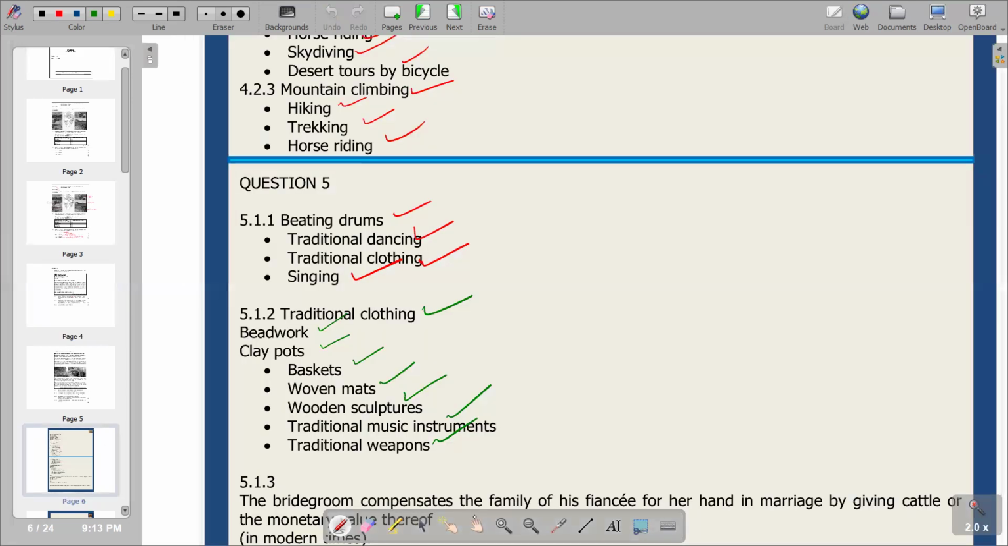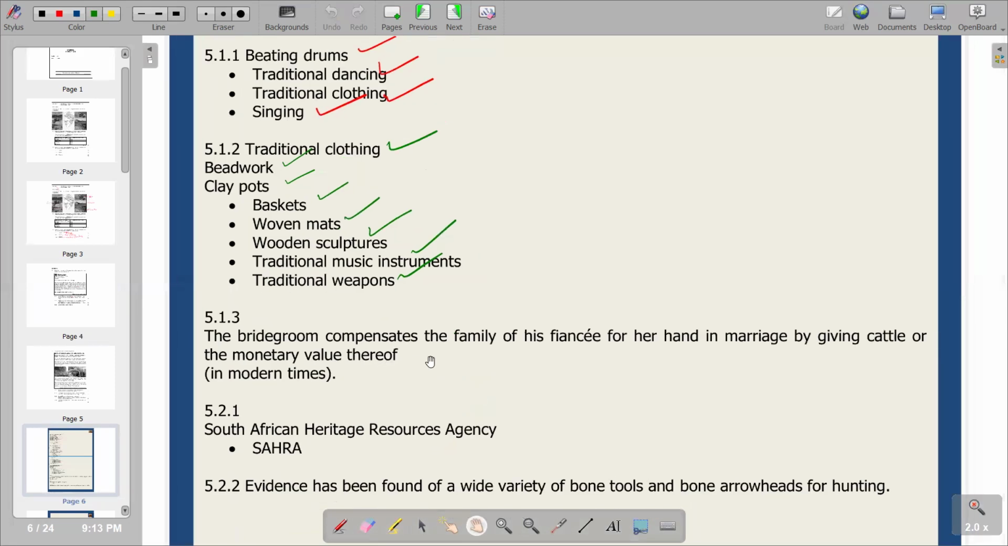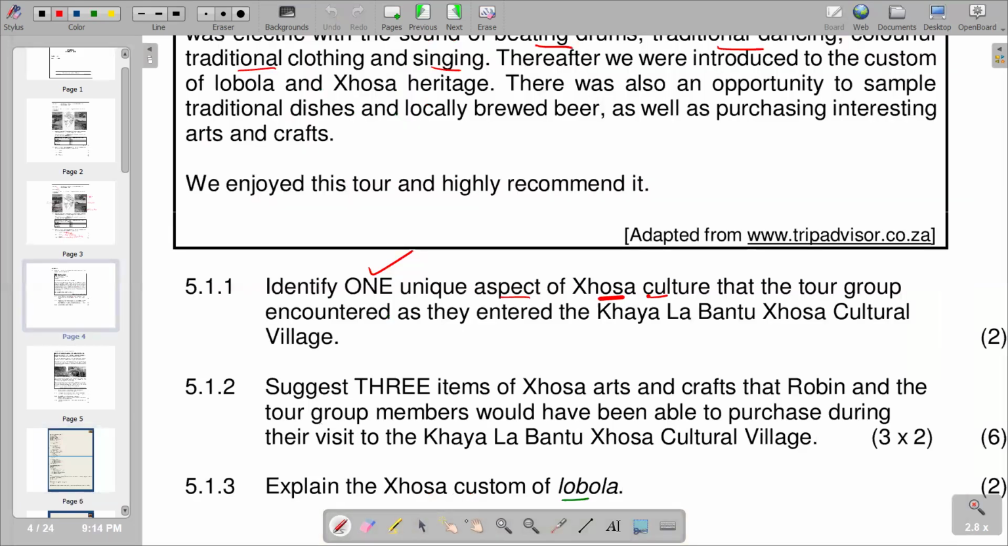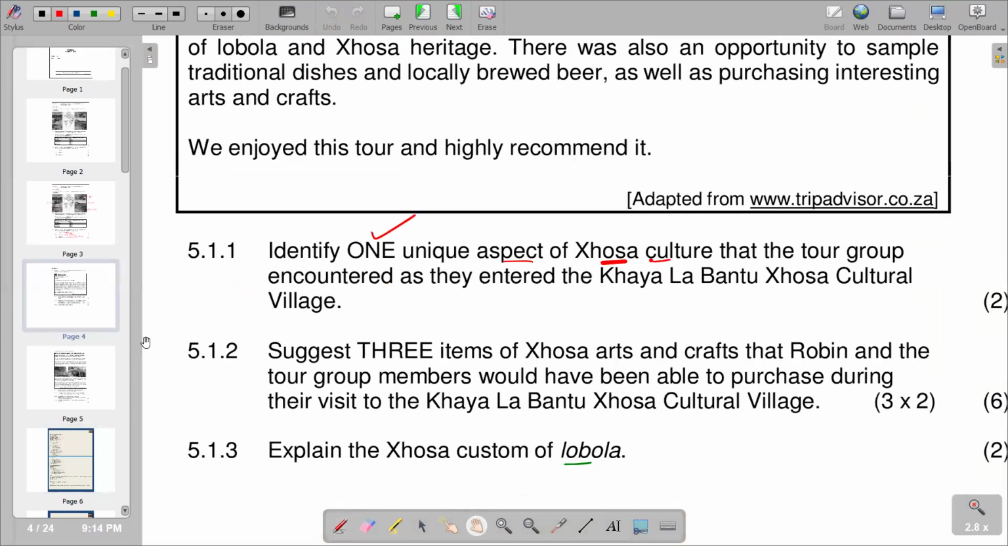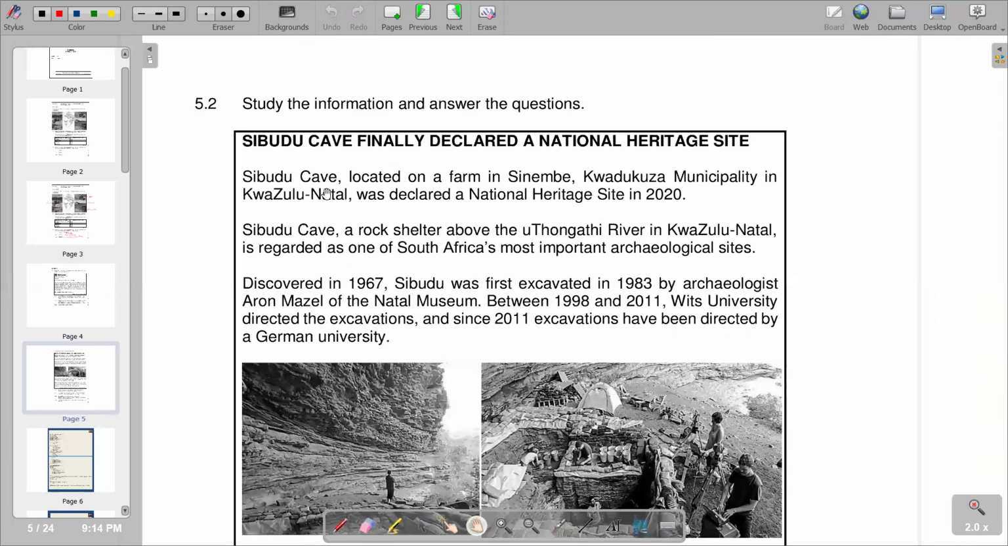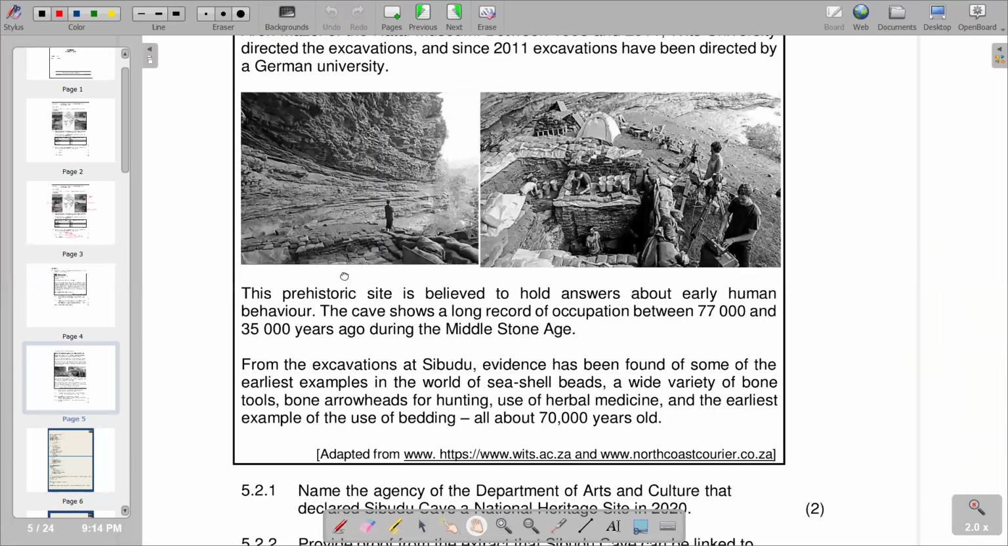Let's see the explanation we have according to this video, which is 5.1.3, saying the bridegroom will compensate the family of his fiancée for her hand in marriage by giving cattle or the monetary value thereof. So basically the equivalent of the cattle being demanded can also be appropriate. This is what we have in terms of explanation of lobola. Then we go to the next question. This becomes the last part of the question on this page. We go to the next page. We are also given 5.2, where they're saying study the information and answer the questions. This is Sibudu Cave, finally declared a national heritage site. So you also need to go through the information before you start to answer the questions.